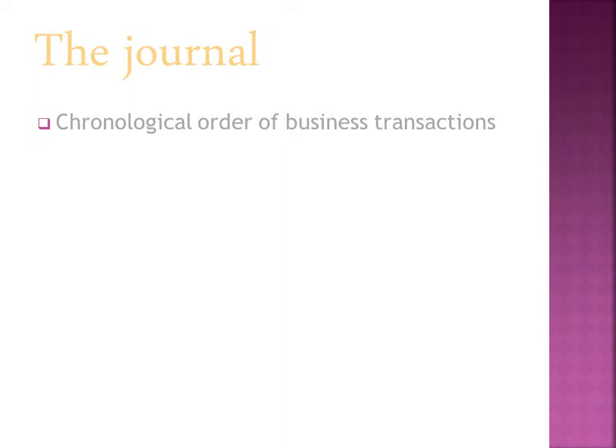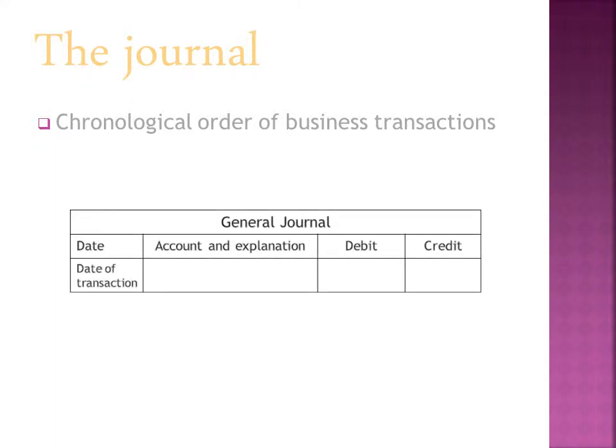So let's get to it. What is the journal entry? Accountants have many decisions when it comes to recording the transactions of a business. In this case, the journal entry is a chronological order of business transactions. Here's what it should look like. From the left, we have the date of the transaction. Next, we have the account name and a brief explanation of what the transaction was. Next, we have the debit and credit accounts.